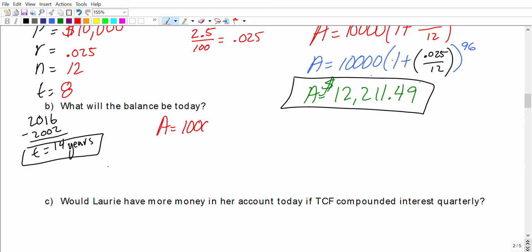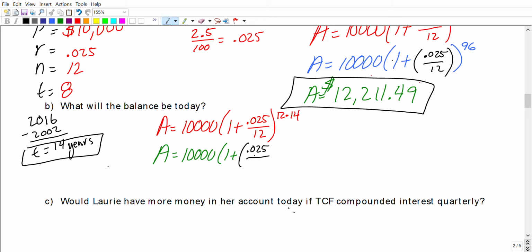So 10,000, 1 plus 0.025 over n, which was 12. Now it's 12 times my new t, which is 14. Again, I like to write a whole new one so I know what I have to type into my calculator. Notice guys, all I'm doing here is making sure you put the correct parentheses in your calculator, because otherwise, trust me, your answer will not come out to what it should be. So now 12 times 14, I believe it's 156. No, I was wrong. It was 168.